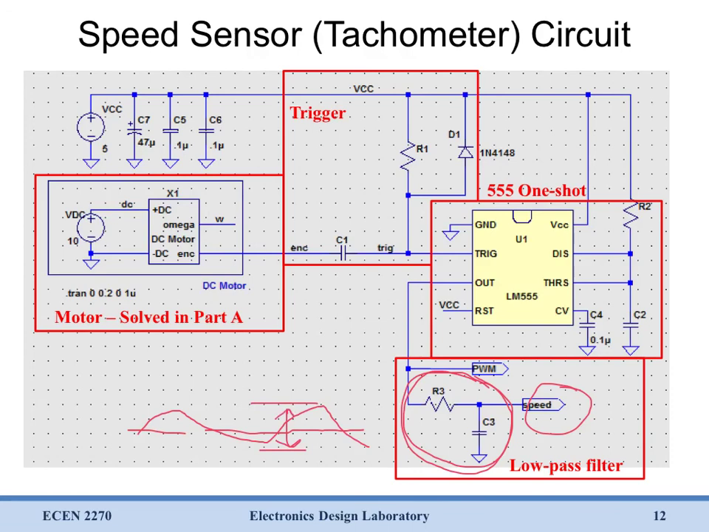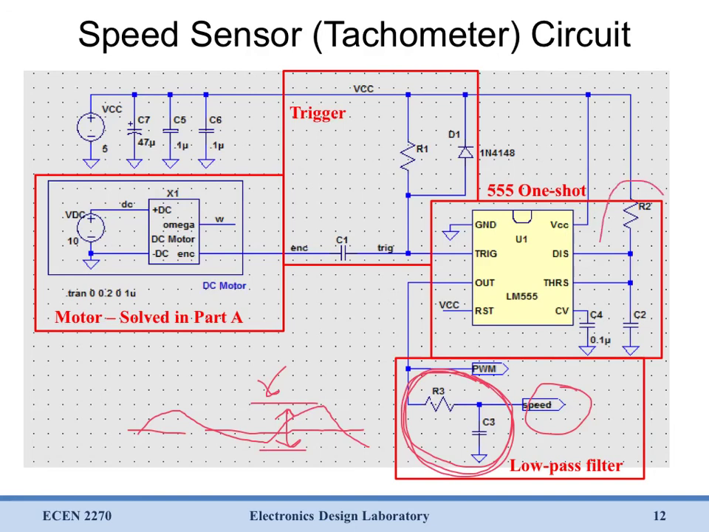You'd like to keep that ripple to about 5 to 10% of your input voltage. So keep the ripple about 5 to 10% of 5 volts. And you can play around in simulation with different values of R3 and C3 in order to get the correct ripple out there. That's how we'll design R3, C3.